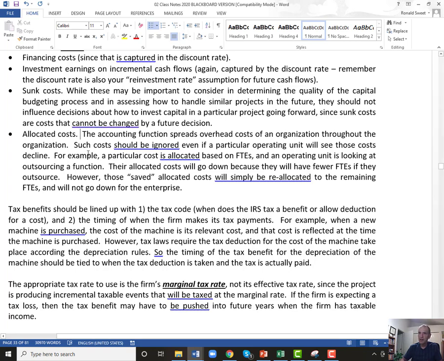Allocated costs, we already talked about that. Remember when we did the cash handling project? Those allocated costs, those costs that would not go away if you did this project, they'd just be allocated to someone else. Then those are costs you should ignore in the project, and we actually ignored those in our project. Remember what an FTE is, a full-time equivalent.